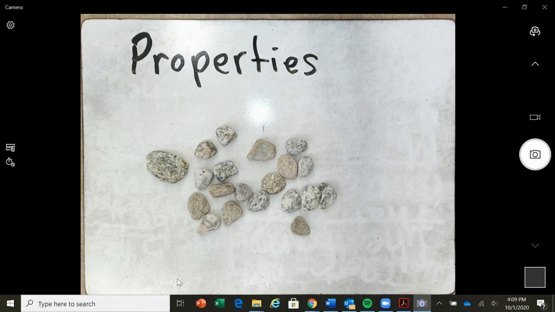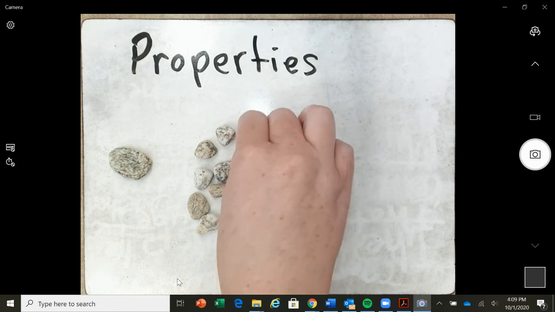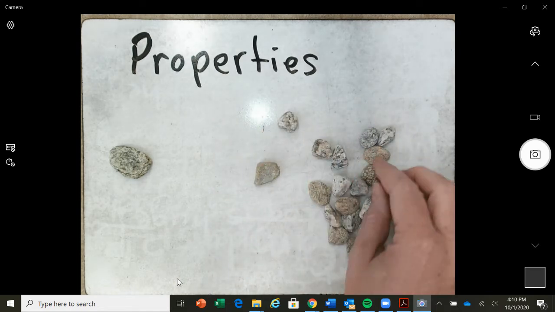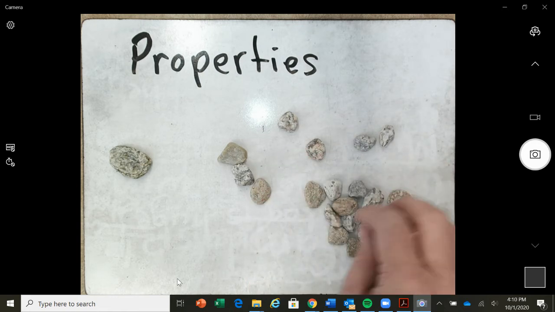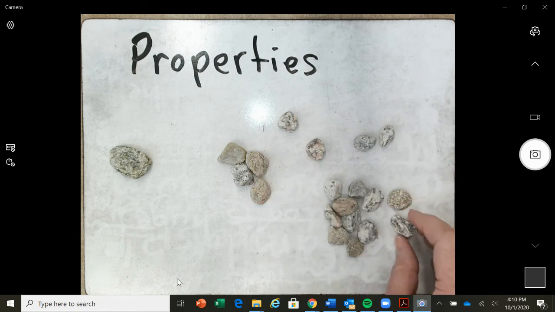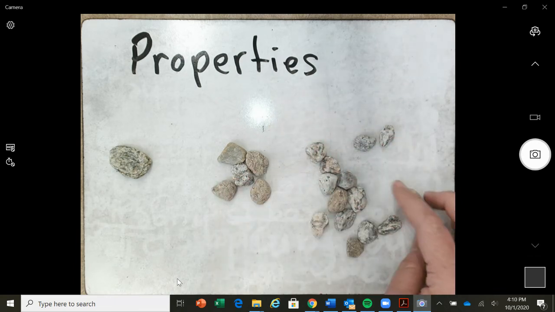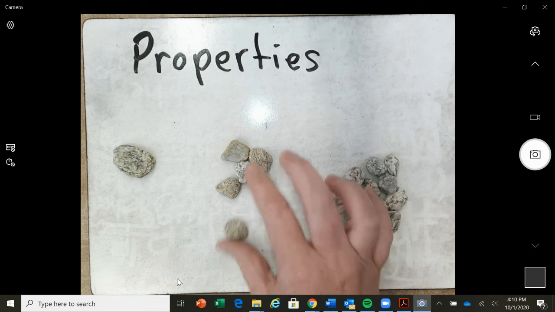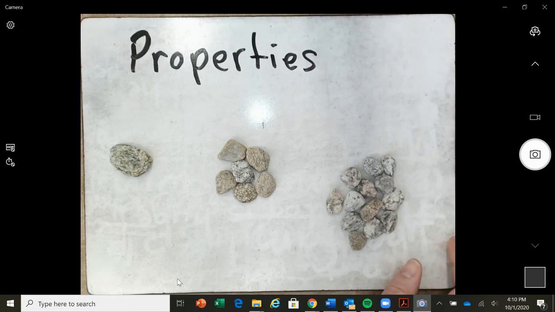I might think one of the groups could be big. That one's really big. Maybe I have a big group, and then maybe a medium rock group. Medium's kind of a funny one. And then these guys are kind of small, kind of tiny. So I have a big, a medium, and a small group. Right? That's one of the properties I could sort by: size.